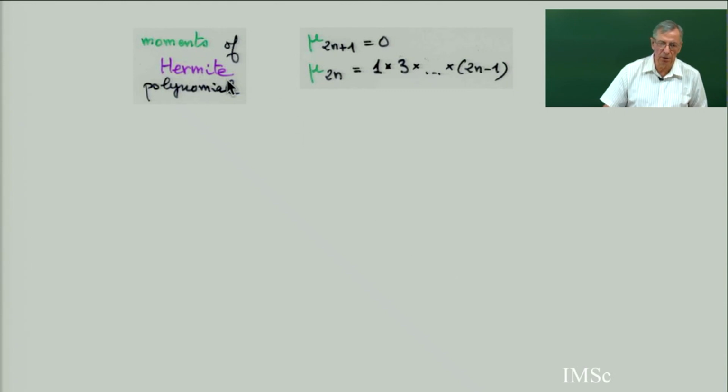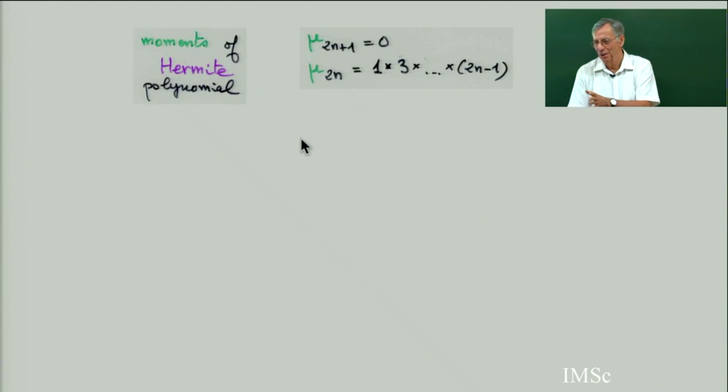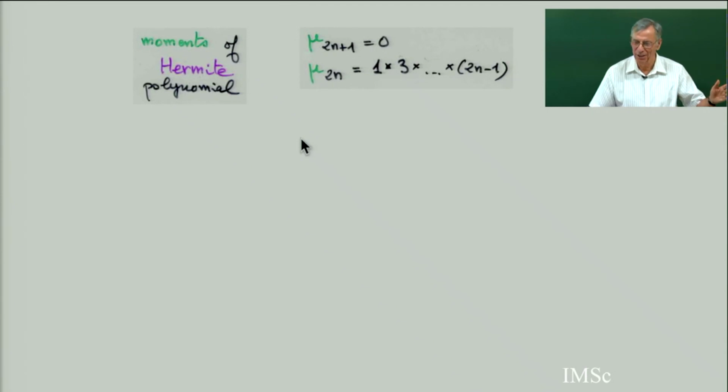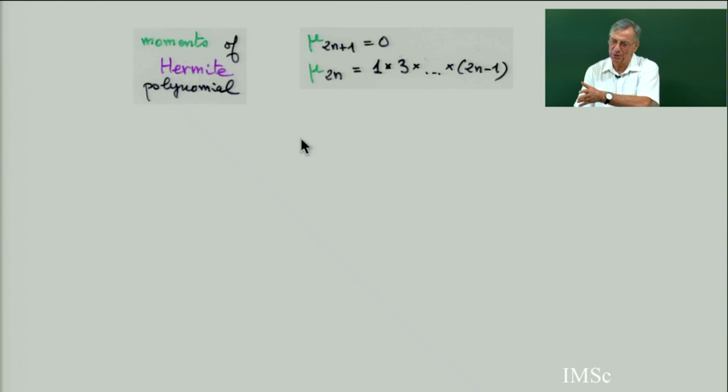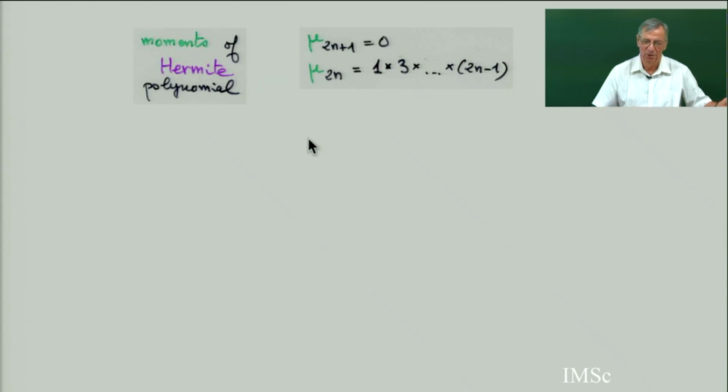Now I claim that the moment of the Hermite polynomial, for this formal definition, in fact, we will see in the general theory that the sequence of moments is unique. If you have orthogonal polynomials, the sequence of moments is unique up to a multiplicative factor. And if you have a sequence of moments, there is at most one sequence of orthogonal polynomials for this sequence, up to a multiplicative factor.